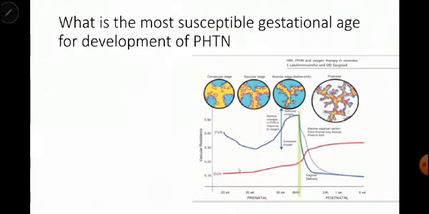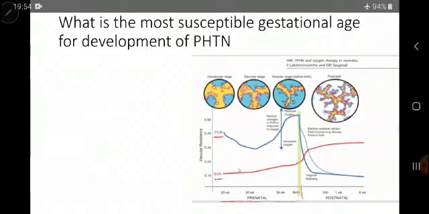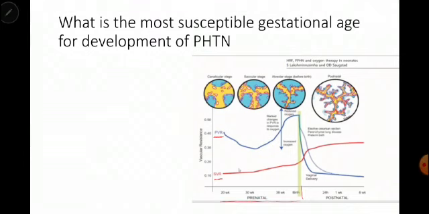This is another diagram to show the most susceptible gestational age for development of pulmonary hypertension. The blue line is the pulmonary vascular resistance. The red line is the systemic vascular resistance, and this is before birth, and this is after birth. As we see, the pulmonary vascular resistance is very high in two extreme gestational ages: the extreme prematurity below 20 weeks and toward the term and post-term babies.